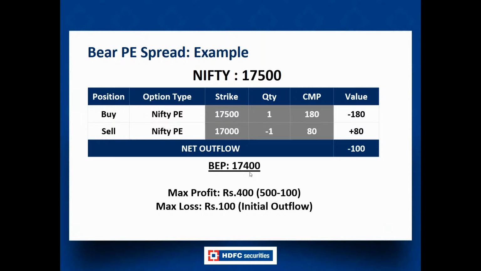Here also, since I have sold this 17,000 put option, I have restricted my loss, and I have restricted my profit as well. So the maximum profit for this strategy is 400 rupees. The difference between 17,000 and 17,400, the break even, is 400 rupees, the maximum profit I will be making. And the maximum loss for the strategy is 100 rupees and not more than that. If Nifty starts moving above 17,500 level, I won't make a loss of more than 100 rupees per share.